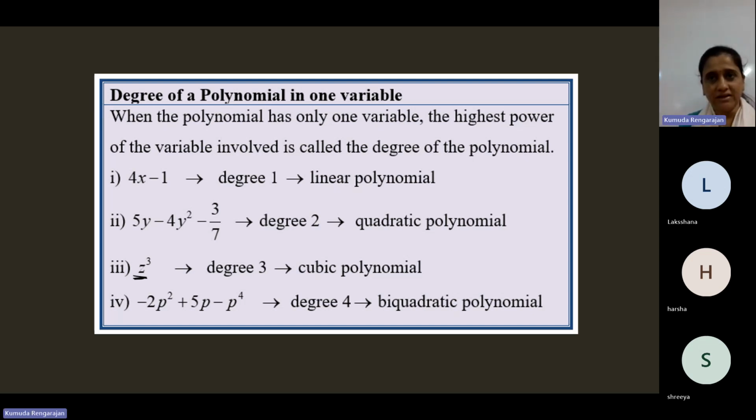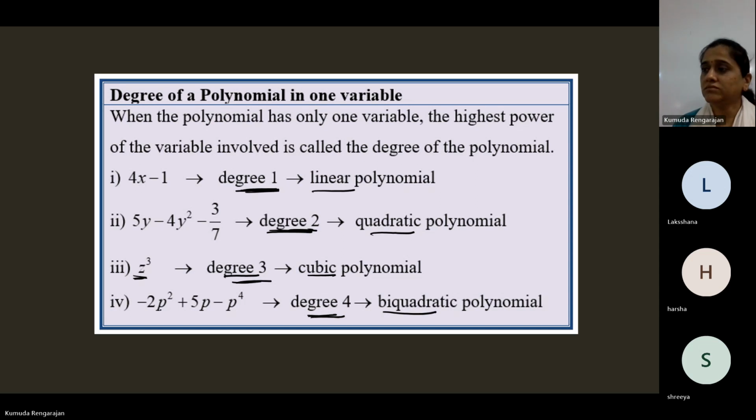Highest power is the degree. And with the degree, you can give the name for the polynomial. If the highest power is 1, then the degree is 1. If the highest power is 2, degree is 2. If the highest power is 3, the degree is 3. If the highest power is 4, degree is 4. If the degree is 1, it's called a linear polynomial. If the degree is 2, quadratic. If the degree is 3, cubic. If the degree is 4, biquadratic. So how do you find the degree? Using the powers. The greatest of the powers will be the degree.